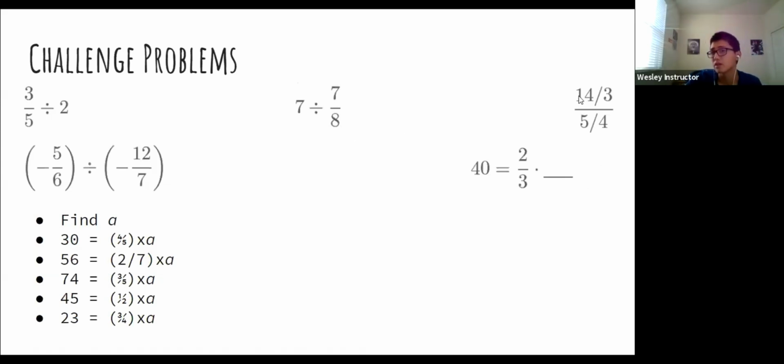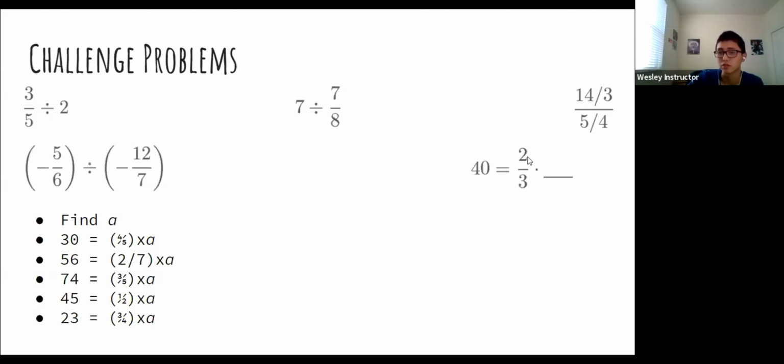Over here on the right, 14/3 divided by 5/4, that's 14/3 times 4/5, and the answer is 56/15. Negative 5/6 divided by negative 12/7. The negatives cancel out, so it's a positive answer. And then this is 5/6 times 7/12, and that's 35/72.